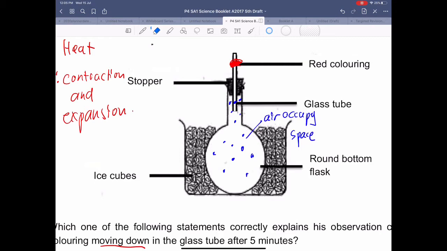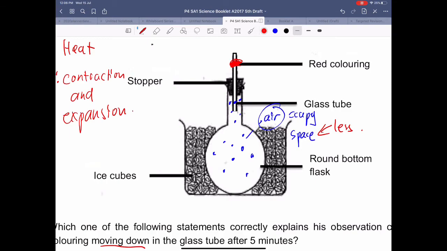Then, because you understand that it's the air that is preventing the droplet from going down because it occupies space, the next thing you should do is ask, how do I then make the red coloring go down? And the only way to do that is to make sure your air occupies less or more space. Less, correct? So you want your air to occupy less space.